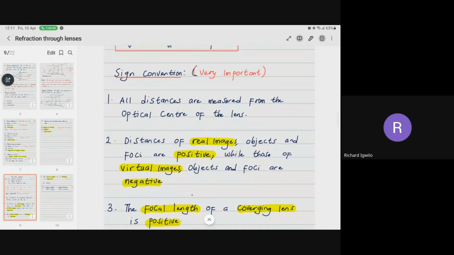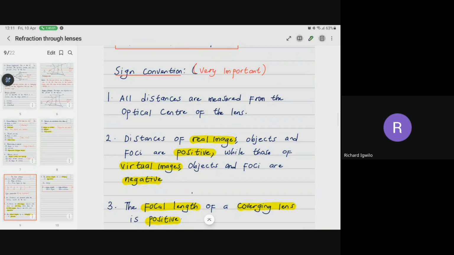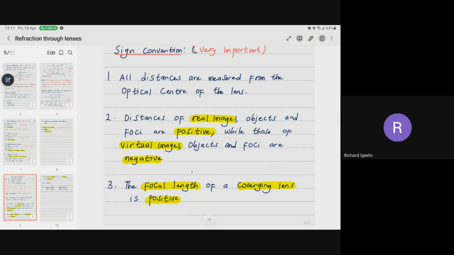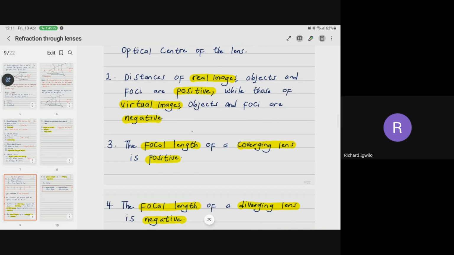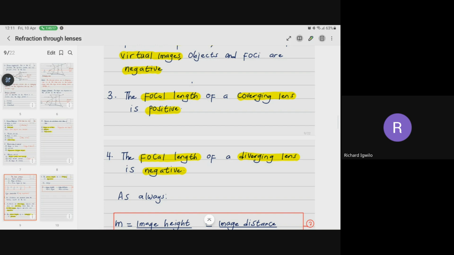Very important. All distances are measured from the optical center of the lens. The distances of real images, objects, and foci are positive, while those of virtual images, objects, and foci are negative. Focal length of a converging lens is positive. Focal length of a diverging lens is negative. It depends on the sign convention you want to use. It's going to balance up, just like clockwise, people will tell you that clockwise motion is positive, anti-clockwise is negative.